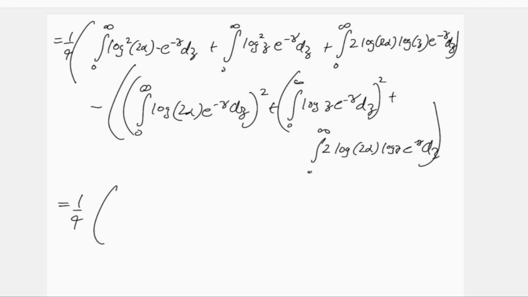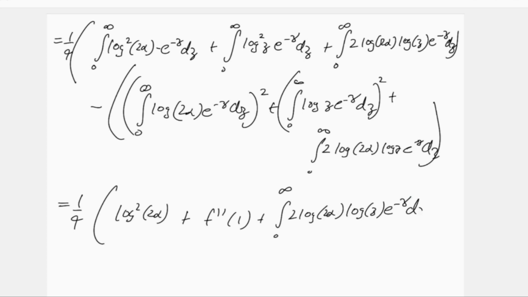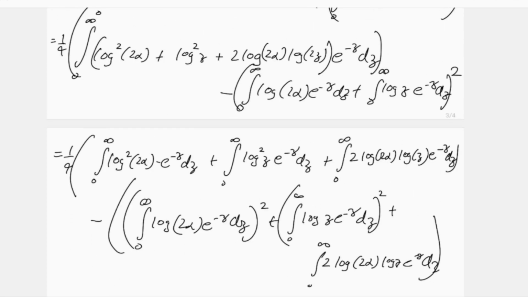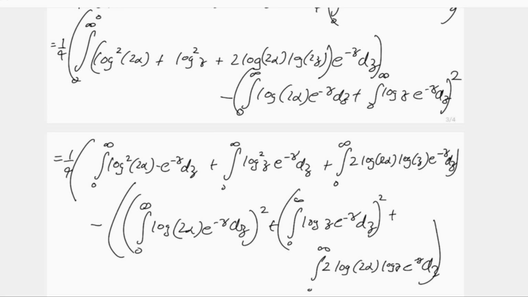This first term, that's log squared 2 alpha is a constant, so that comes out of the integral, and I'm left with 0 to infinity e minus z dz. But we have just evaluated that, and that equaled 1, so it's gone. And the second term, that's just f double dash at 1, which we found out earlier. And I'll keep the third term as it is, 2 log 2 alpha log z e minus z dz. This is as it is.